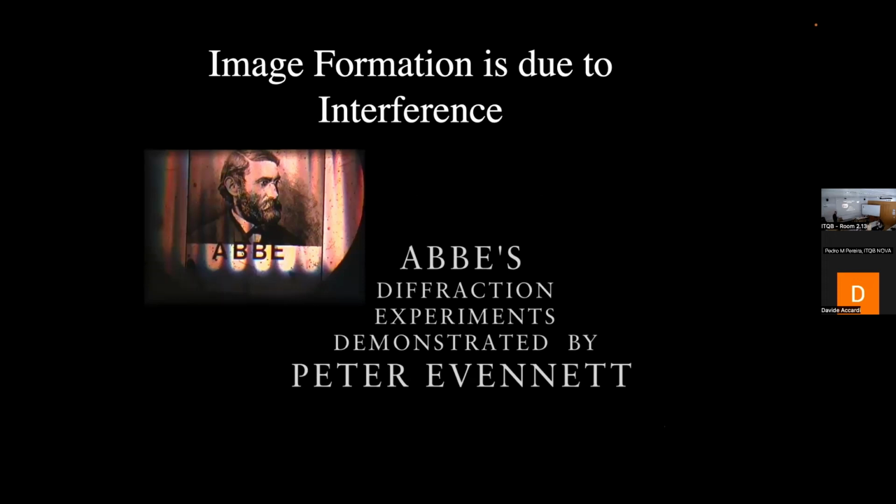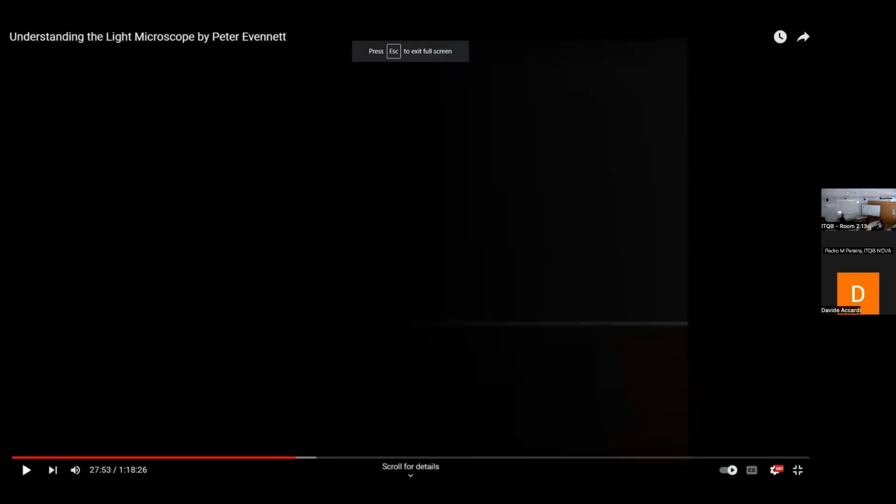So it's time to put together all this information and understand how images are formed according to diffraction, and now resolution depends on wavelength and the numerical aperture of the lens. And there is a fantastic set of experiments that were done by Abbe and that are demonstrated here by Peter Evennett, a senior figure in microscopy from the Royal Microscopical Society. We have a 10 minute movie. He will explain this beautifully, and then we will comment on this. Let's play.